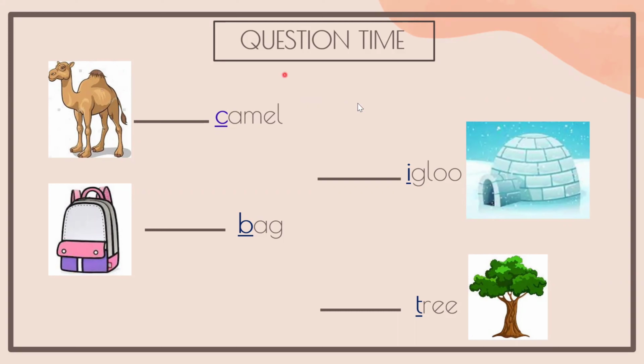Now it is a question time. See children, I had given some words for you. So you have to read out the word and you have to write the correct article for each word. Okay. First one, camel. See the first letter, C. The word camel starts with the letter C. C is a consonant letter. Next, igloo. I. I is a vowel. Bag. The first letter is B. Always you have to look at the first letter for the article, children. B is a consonant letter. Next, tree. T is a consonant letter.